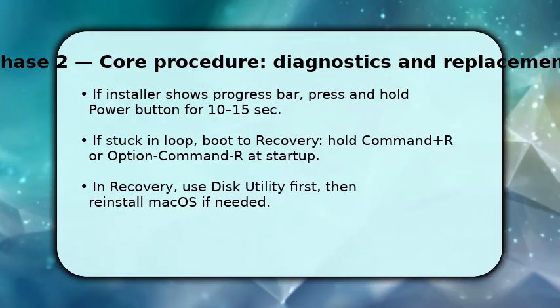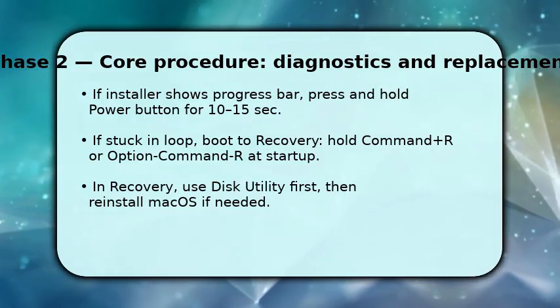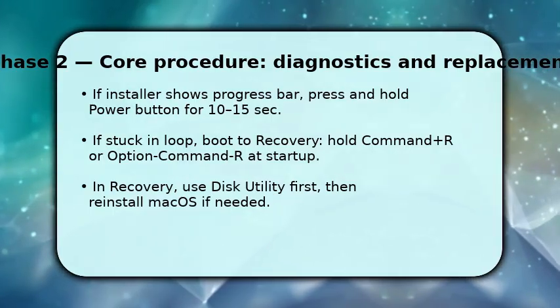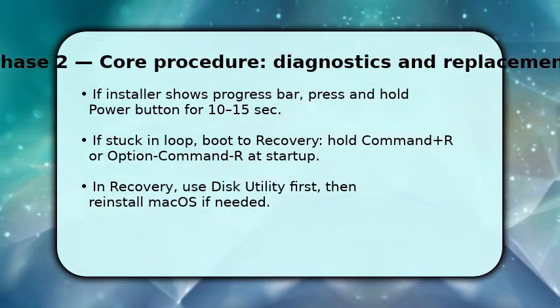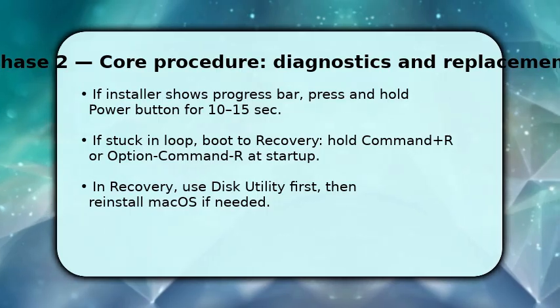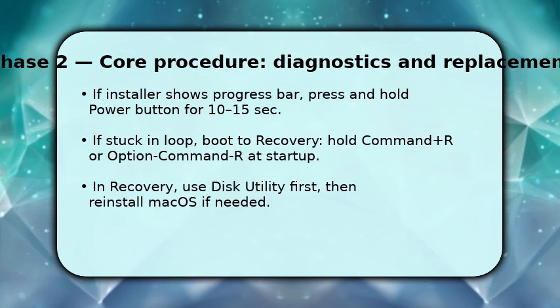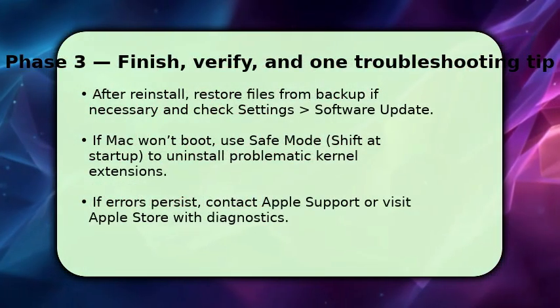In recovery, use Disk Utility to verify and repair the startup disk first, because of a corrupted volume. Once recovery or reinstall finishes, boot normally and check Software Update to confirm the update stopped or completed cleanly. Make sure your files are intact and restore from backup if needed.